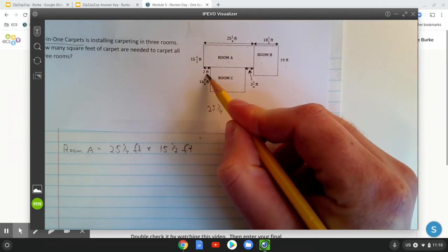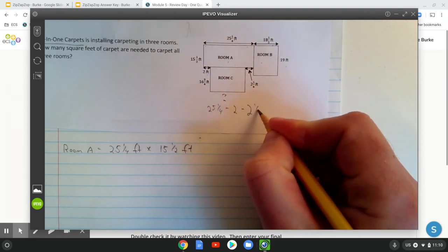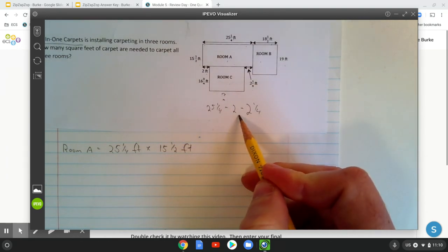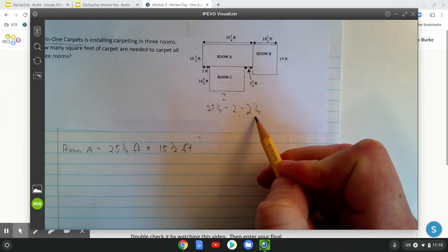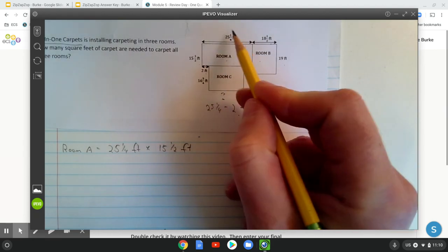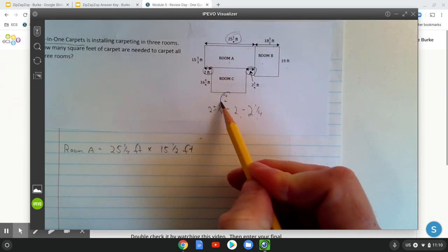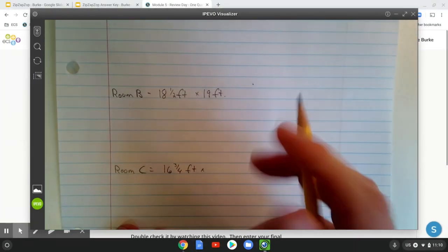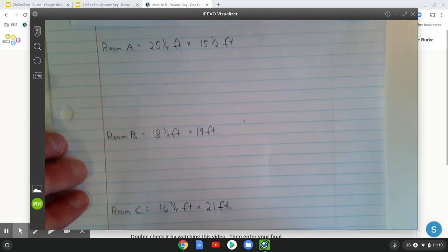So this is 25 and a quarter minus the 2 feet on this side and the 2 and a quarter on that side. If I subtract that, 25 and a quarter minus 2 is 23 and a quarter, and 23 and a quarter minus 2 and a quarter is 21. So that's just this minus this, and this gives us this: 21 feet. Now I've got the dimensions of all of these.